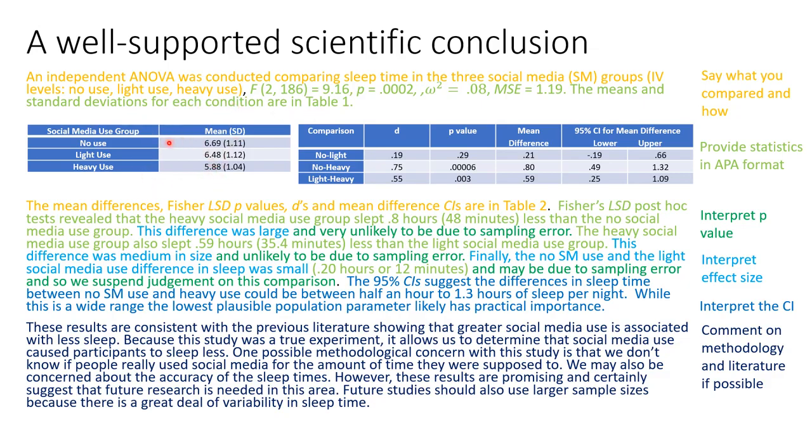So here we would have table 1. Now it's time, because you have compelling evidence that there's a difference between the groups in terms of the amount of sleep that they had. Now you want to go on and start talking about the post hoc tests, and that's what this next paragraph is going to do. The mean differences, Fisher LSD, p-values, Ds, and mean differences for the CIs are in table 2. Again, there's a lot of statistics to report here.